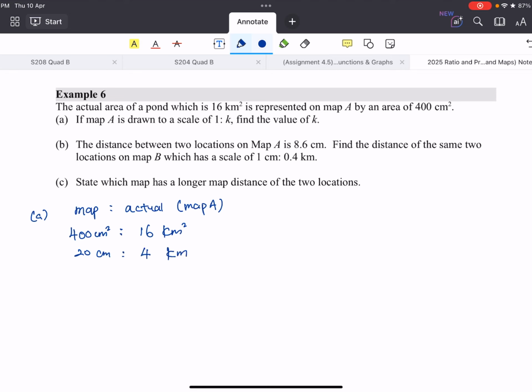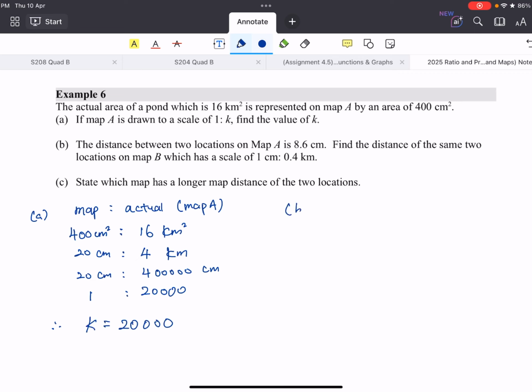Okay, now we want them in the same units. So 20 centimeter, this will be 4 kilometers, which is 400,000 centimeter. So now I divide by 20. 1 divided by 20 centimeter. So 400,000 divided by 20 will give us 20,000. Okay, done. So therefore, K equals 20,000.